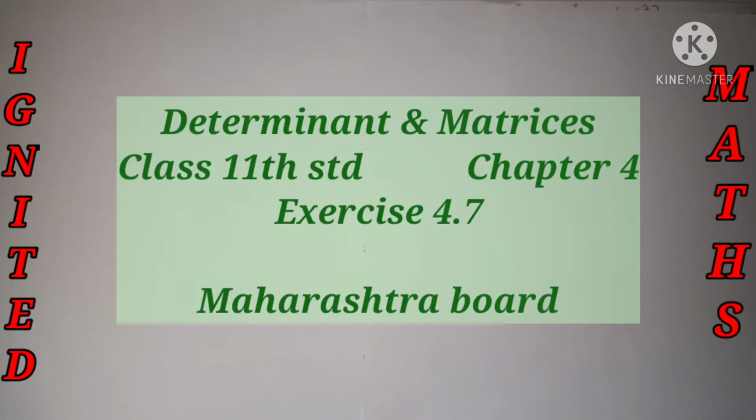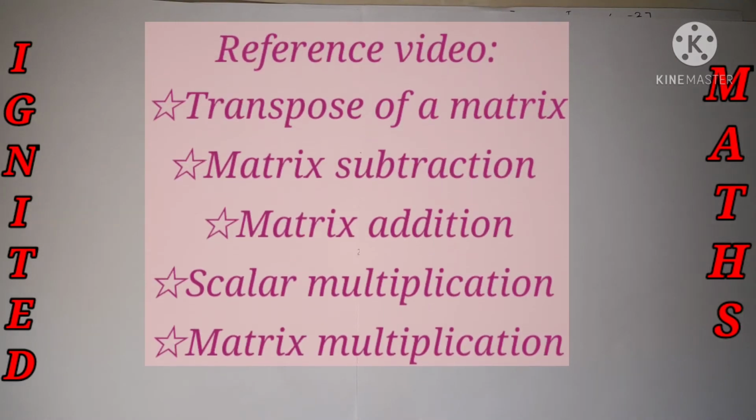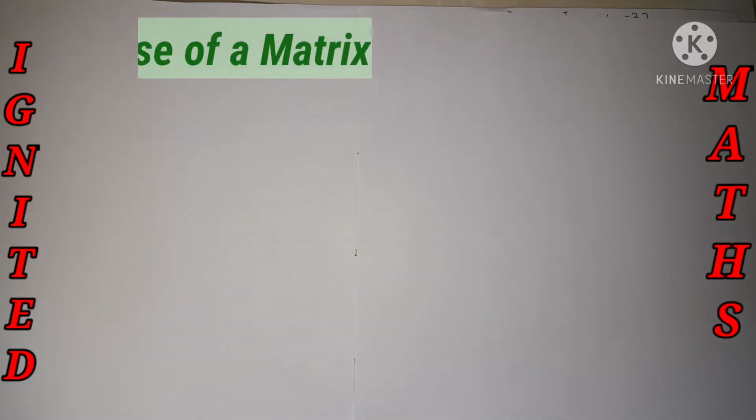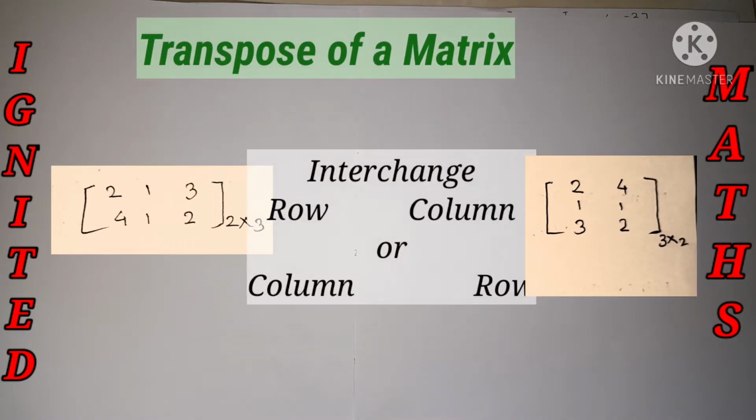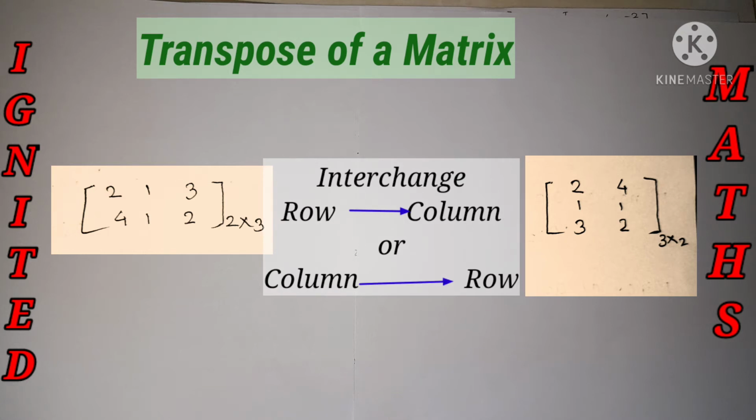Because in this video we are going to do the chapter of determinants and matrices, exercise 4.7, 11th standard MH board. Exercise 4.7 is completely based on the transpose of a matrix. A transpose of a matrix is the matrix in which we interchange rows into columns and columns into rows. It's nothing but the transpose of the matrix.